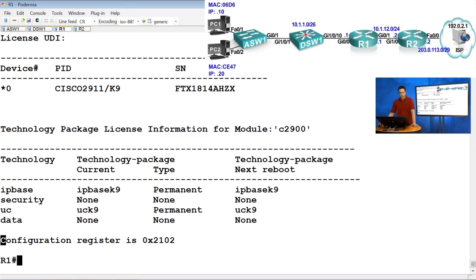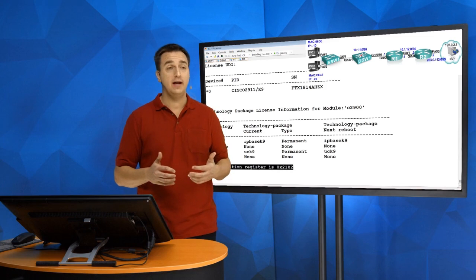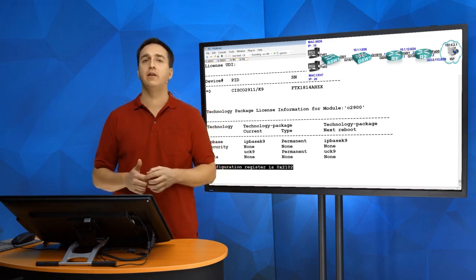And last but not least, our configuration register value, hex, that's what the 0x stands for, is 2102, which is the default configuration register value. So if you need to verify it, you go to show version to verify the configuration register.